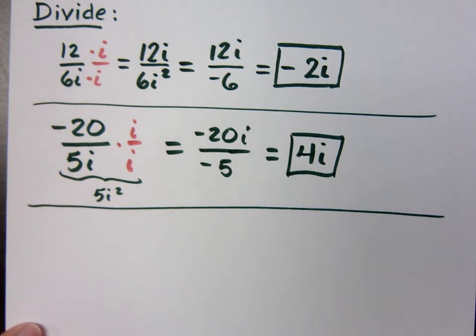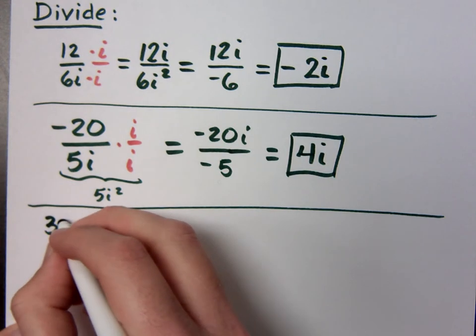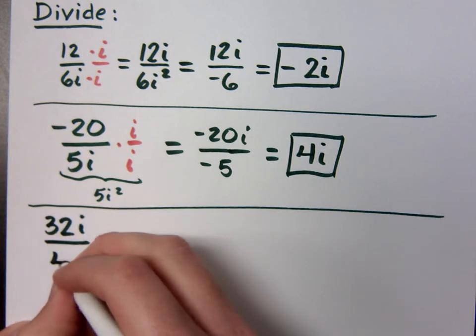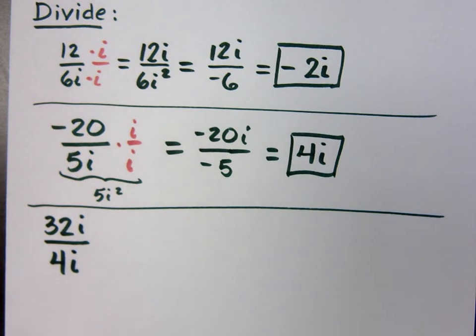You want another example? Let's look at 32i over 4i. Now you could multiply top and bottom times i, but I want you to see something.